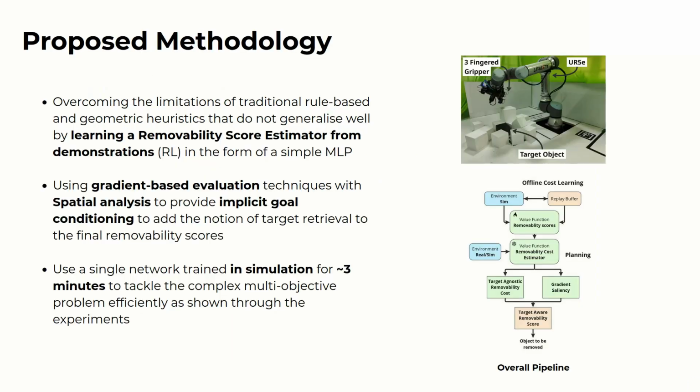Our approach overcomes these limitations by introducing a learned removability score estimator. This estimator is trained in simulation using reinforcement learning from episodic demonstrations. The core of our method is a lightweight 3-layer MLP that predicts the removability cost for each object based on spatial and geometric features which are extracted from the observable point cloud for that object. To incorporate target retrieval, we augment the removability scores with gradient-based evaluation techniques.